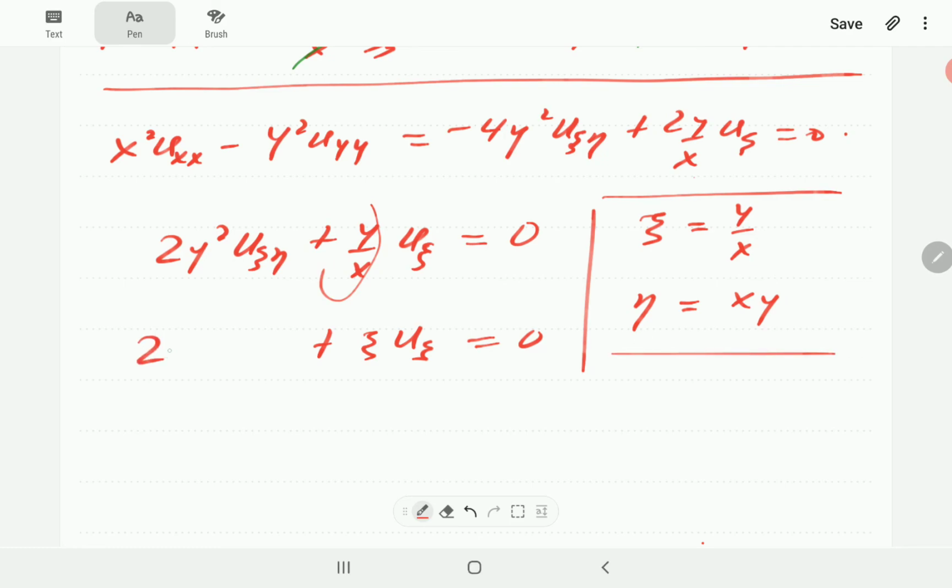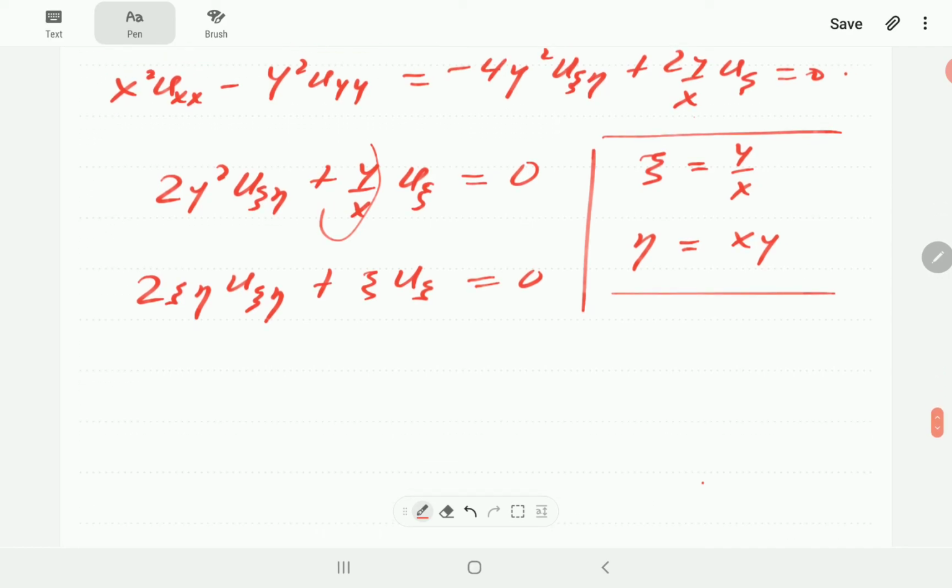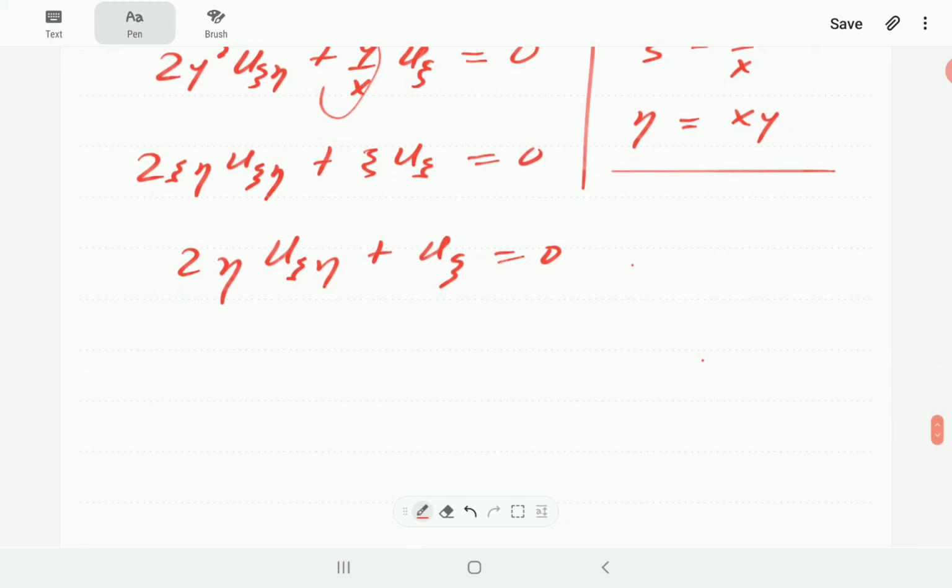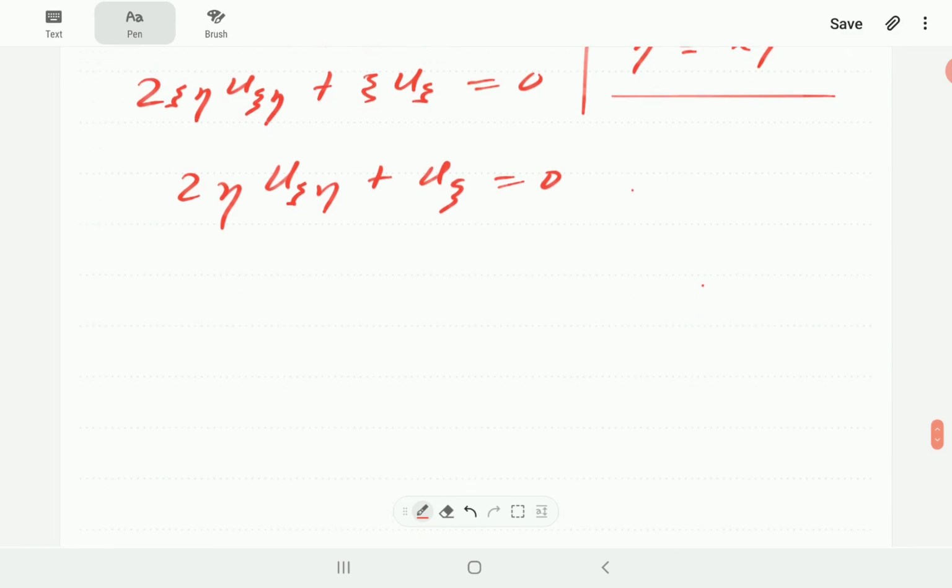So this is going to be 2 xi eta u xi eta, okay. And then now we can divide through by xi. So this is going to be 2 eta u xi eta plus u xi equal to 0. So that is our canonical form.